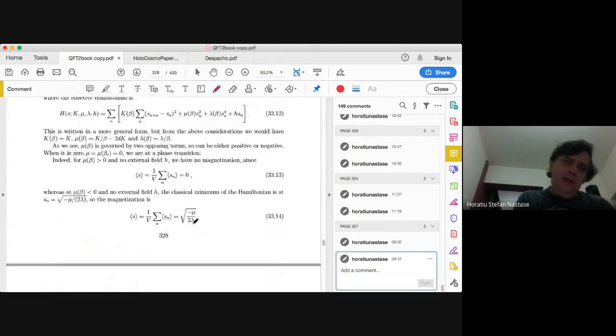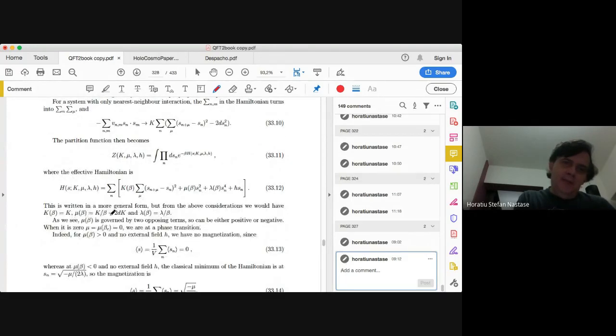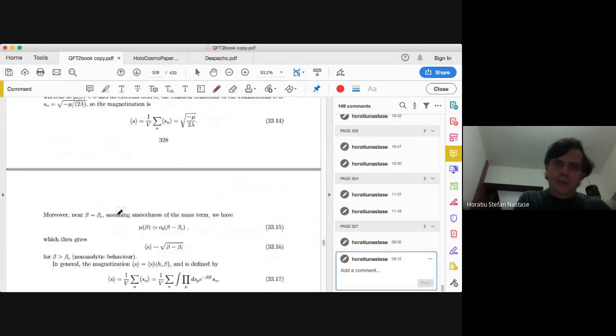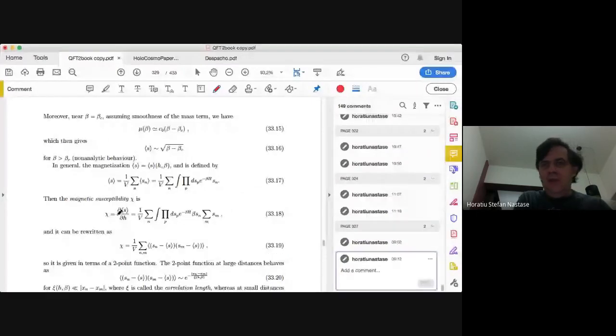Moreover, as we saw in this example, near beta critical, so near the critical temperature, this is a constant times beta minus beta critical. In this example it would be minus beta minus beta critical over beta, but in any case, near beta critical it is something proportional to that. So I'll write mu of beta as some constant times beta minus beta critical.